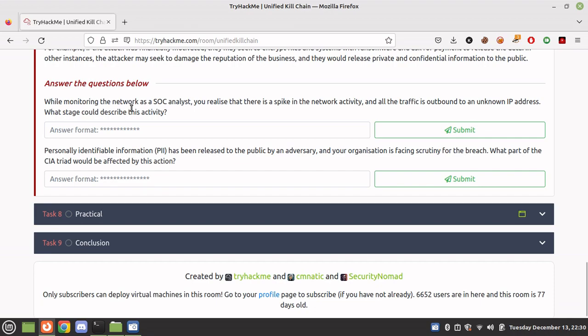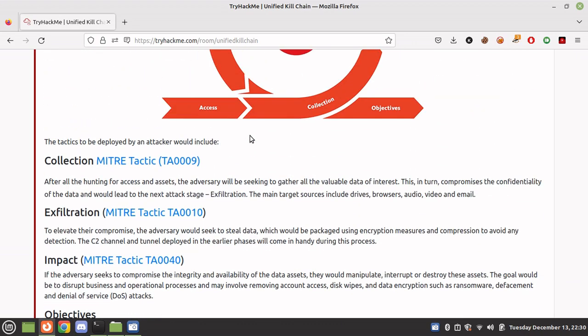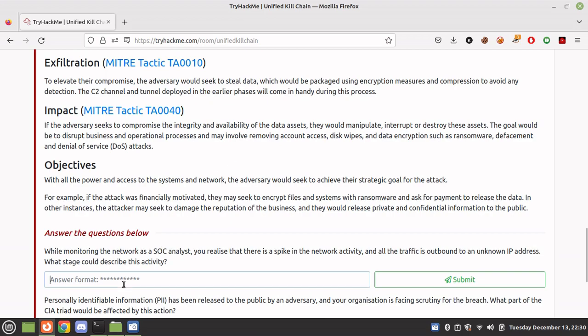While monitoring a network as a SOC analyst, you realize that there is a spike in network activity and all traffic is bound to an unknown IP address. Which stage could describe this activity? Basically it's impact. No, it's collection. I think collection maybe. Okay, no. Then it will be exfiltration.